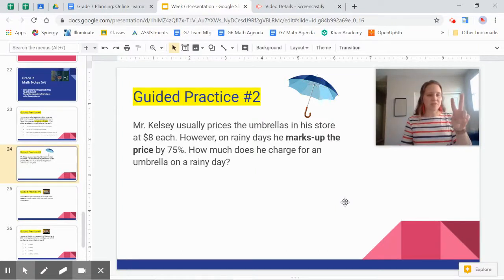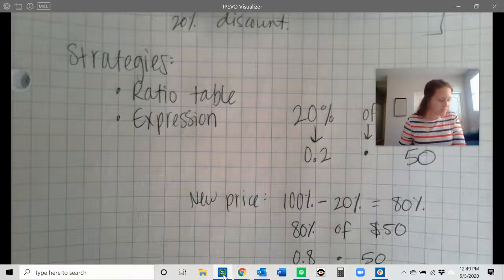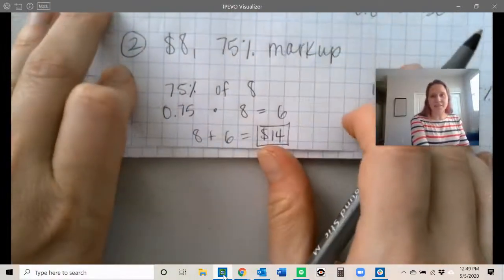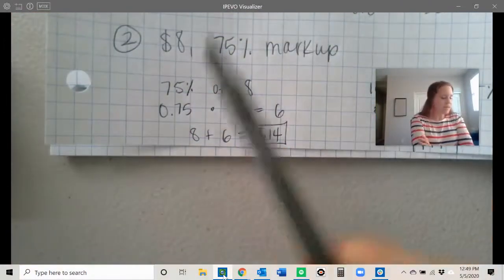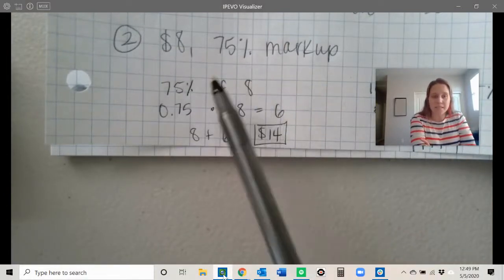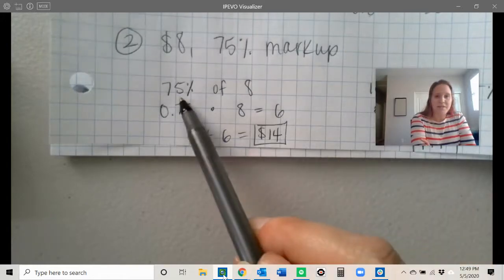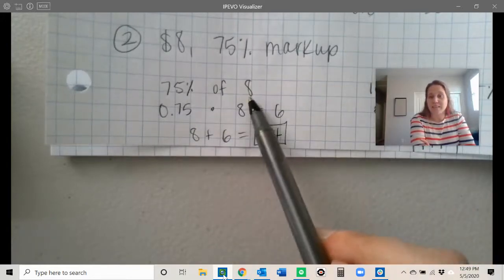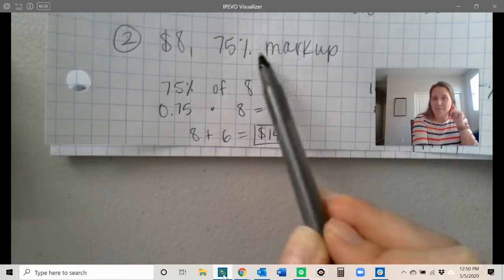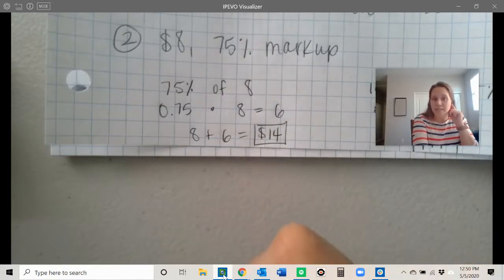All right, I want to show you two different expressions I used. If you'd like a little bit more think time before you listen, please take it by pausing the video. All right, here is my first strategy. I knew the original price was $8 and there was a 75% markup to that price. So I thought at first, I'm going to find 75% of 8. That's going to give me the markup. Yes, it's not going to give me the new price. It's going to give me 75% of the original price, right?